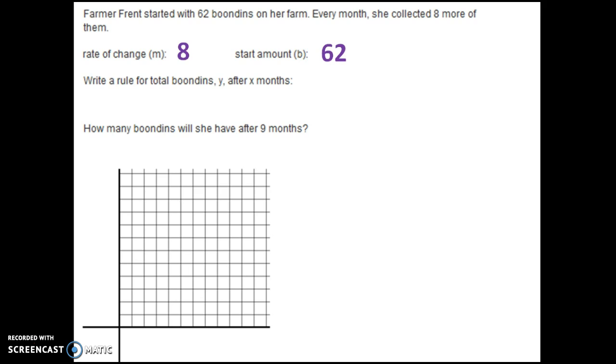Write a rule for total Boondins Y after X months. Remember, this follows the Y equals mx plus b format. So Y equals 8x plus 62. How many Boondins will she have after 9 months?